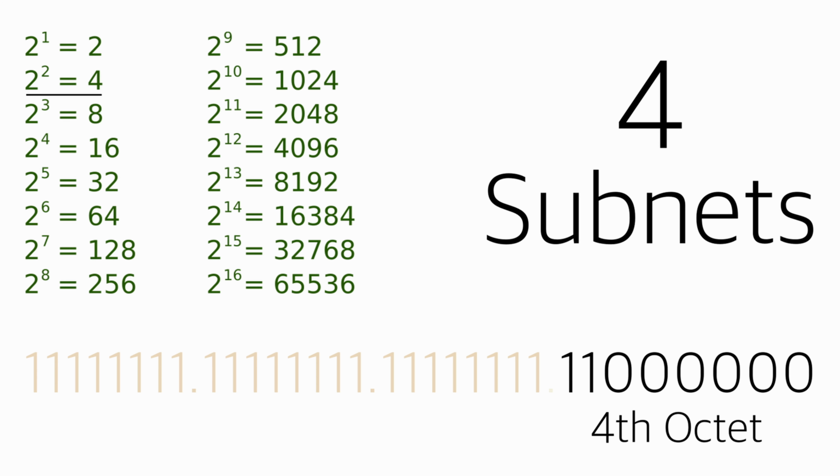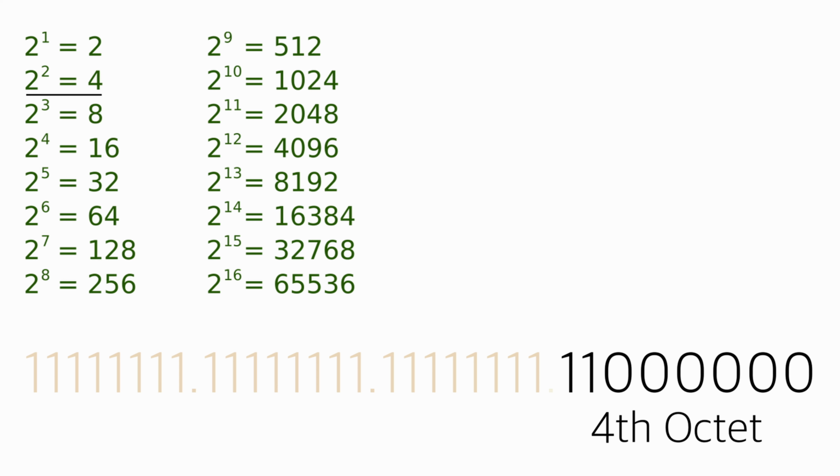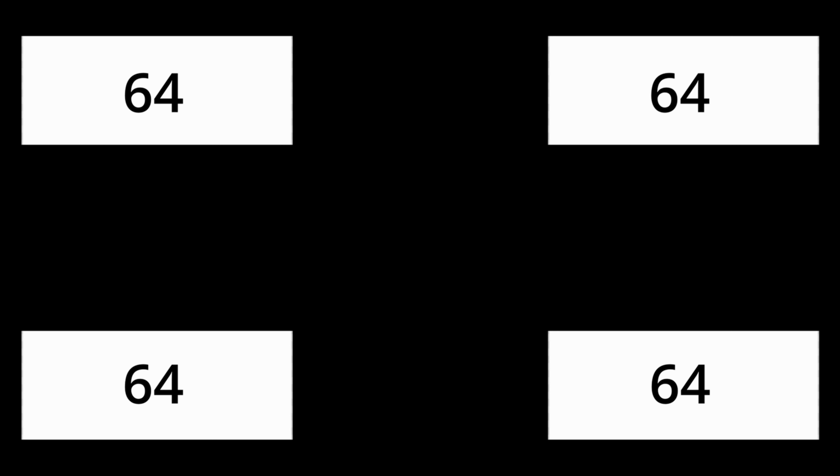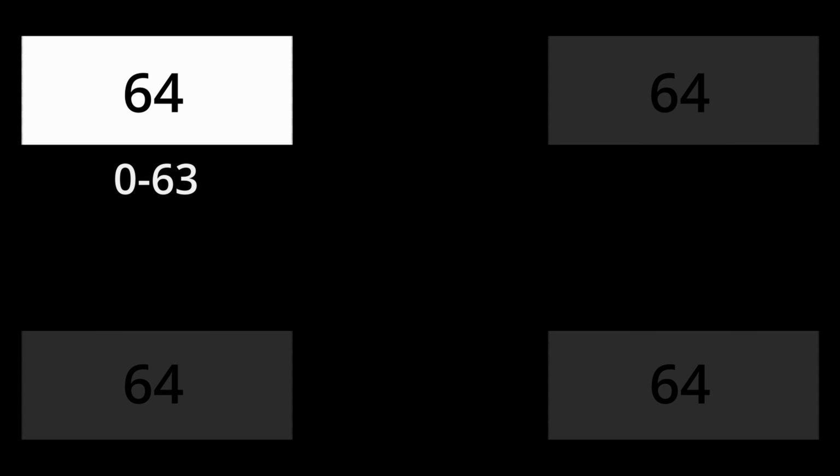So what's the IP range within those 4 subnets? Well, let's refer again to the amount of host bits available in the 4th octet. We have 6 host bits. 2 to the power of 6, or 2 times 2 times 2 times 2 times 2 times 2 equals 64. So 64 addresses per subnet. Now we need to work out the network address, the broadcast address, and the first and last usable host address. So for the first block, that will be 0 through to 63.